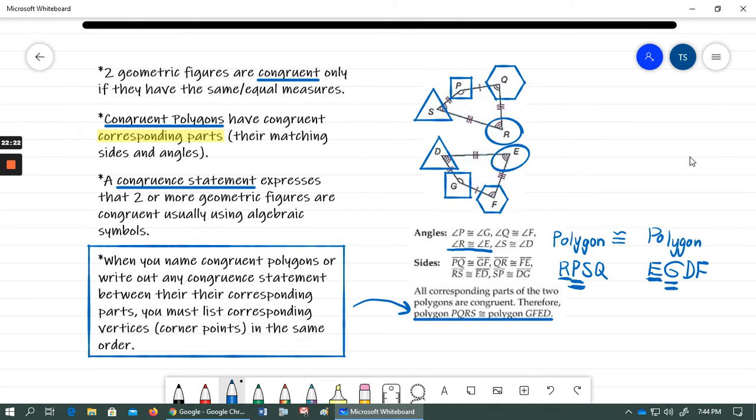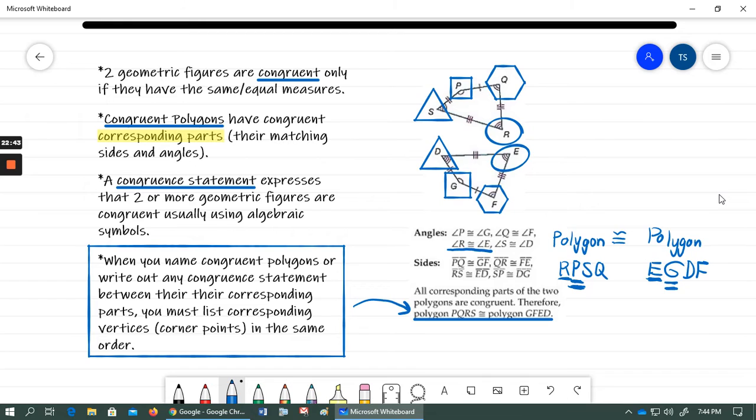Okay, so folks, next we are going to look at a few properties of congruence that you will see again as we go a little bit further and deeper into this whole congruence thing.